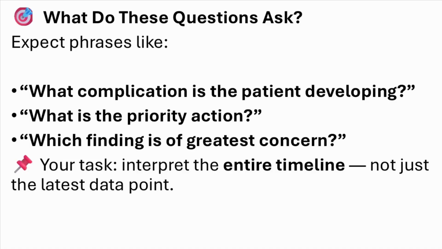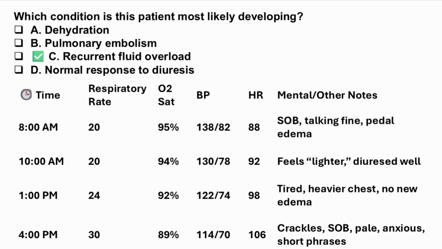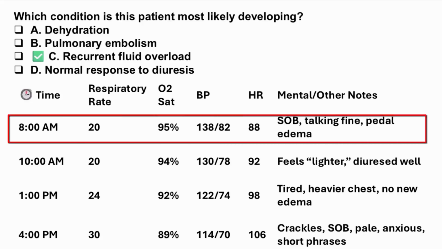Let's walk through a full, different example. Picture this patient, Mrs. Thompson, 82 years old, admitted for congestive heart failure exacerbation. It's your second shift with her, and you're reviewing her progress. Here's what you remember. She was a little short of breath, but could talk in full sentences. Respiratory rate was 20. O2 saturation 95% on 2L nasal cannula. BP was 138/82. HR was 88. She had mild pedal edema, and she said her chest felt a little tight.